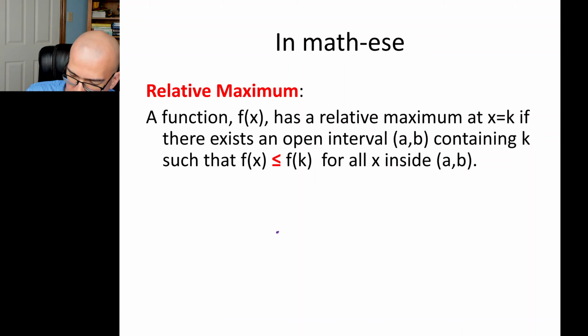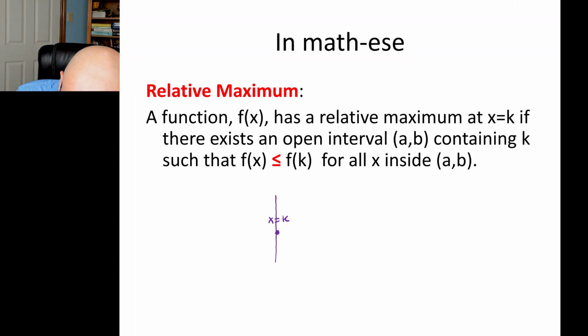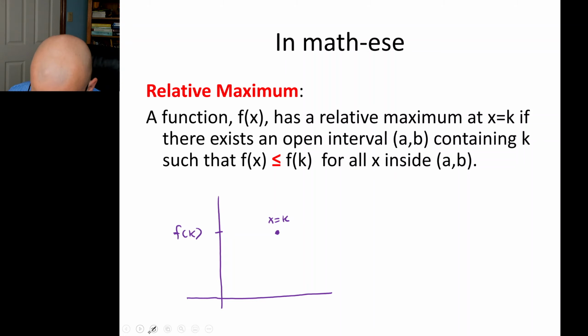So I'm going to say that there's a maximum at x equals k. It has a y value of f of k. Now here's my open interval between a and b.